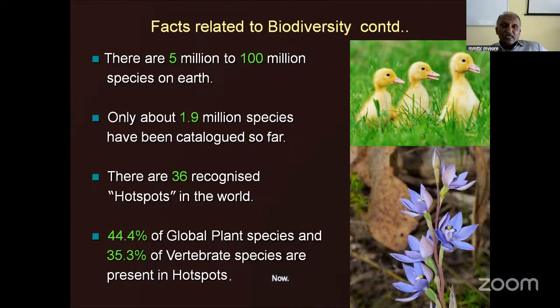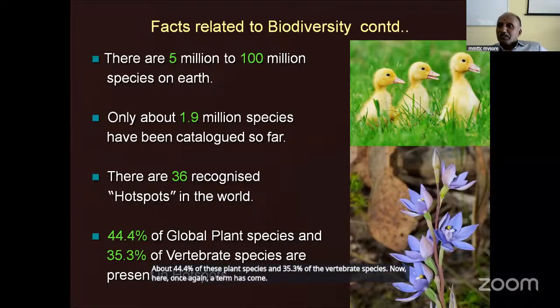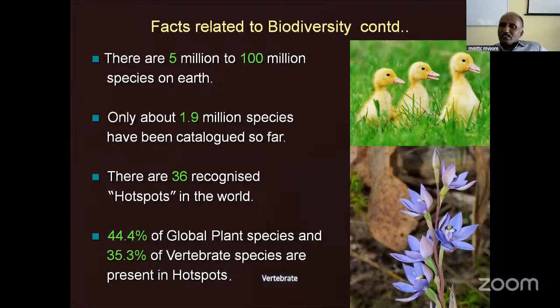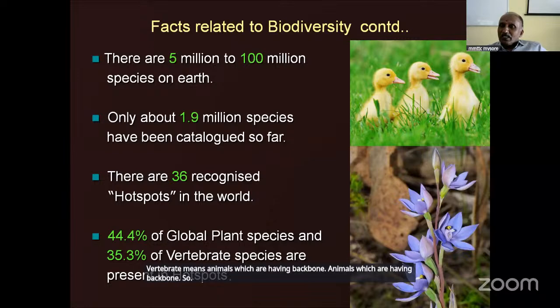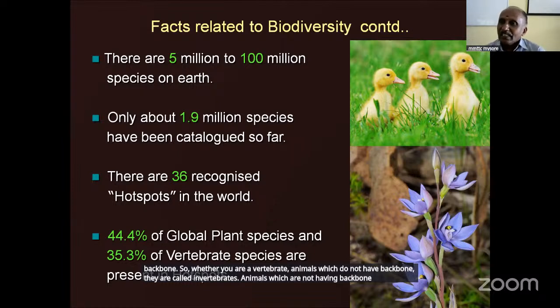Now, if you say there are 100% of plants and animal species, about 44.4% of these are plant species and 35.3% are vertebrate species. Now, here once again a term has come, vertebrate. Vertebrate means animals which are having backbone. Animals which do not have backbone are called invertebrates.